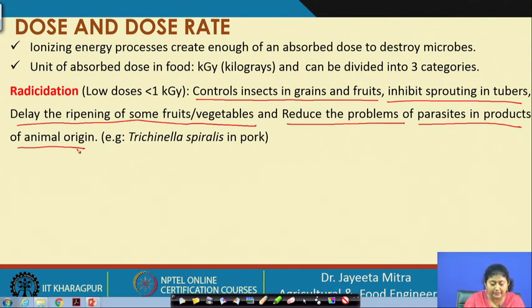So, we can see that a very low dose is required for all such activities, and these are very common problems of the industry, and in some cases the small businessmen or the small farmers who need to store their product for some time. So, they can apply these techniques.